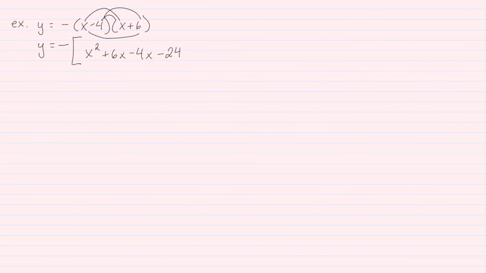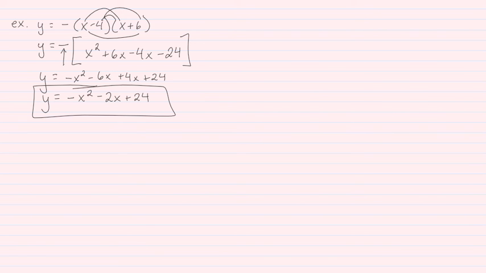Negative 24. Alright, then I'm going to go ahead and distribute this negative sign into my group here. So that becomes negative x squared minus 6x plus 4x plus 24. And combining my like terms, y is equal to the opposite of x squared minus 2x plus 24. And that's my final answer.